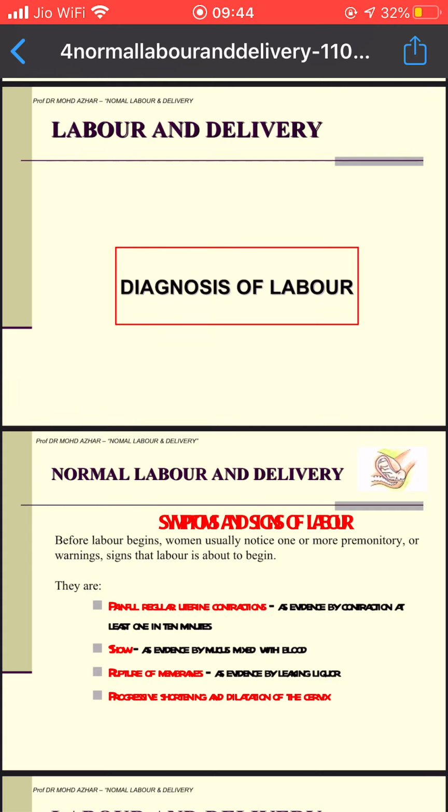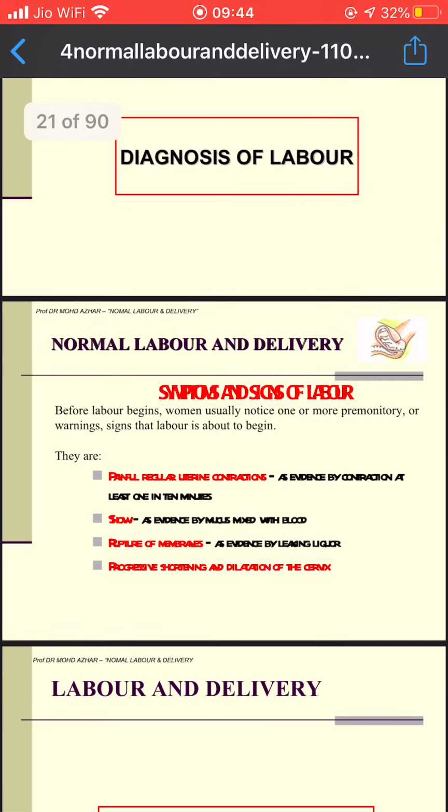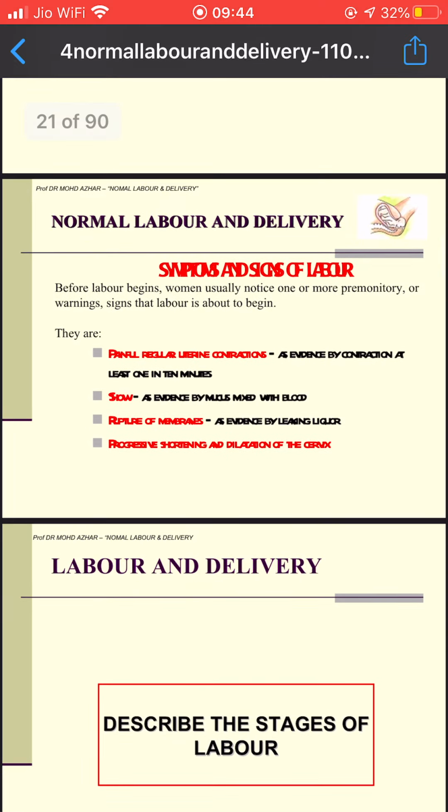So coming to the diagnosis of labor, what are the signs and symptoms of true labor pains? There are 4 points which define true labor pains. The first one is painful regular uterine contractions. There should be at least 2 contractions in 10 minutes, lasting for around 45 to 60 seconds. The presence of show, as evident by mucus mixed with blood, rupture of membranes where you can see leaking of liquor, and progressive shortening and dilatation of cervix.